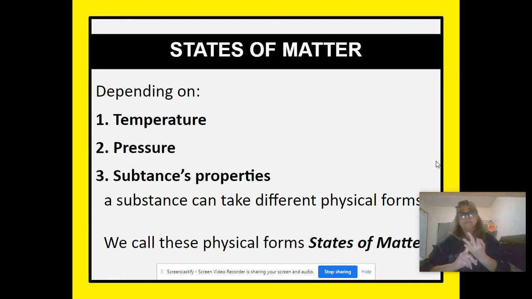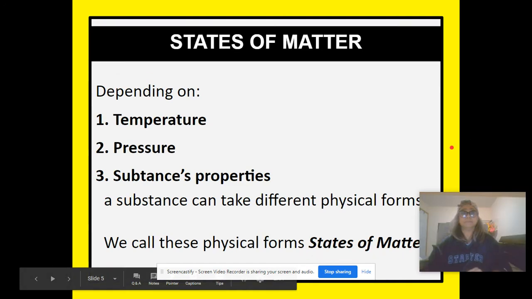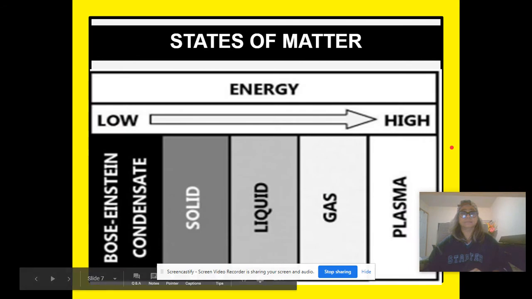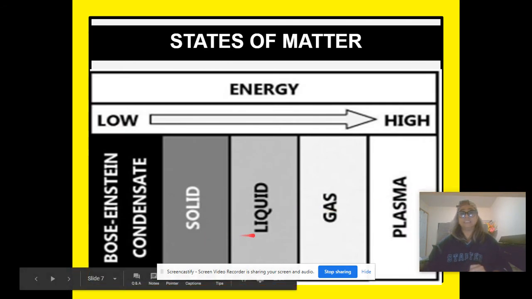Now, depending on three things, that would be temperature, pressure, and the substance properties, a substance can take different physical forms. We call these physical forms states of matter. Okay. Now, you're most familiar with the solids, the liquids, and the gases. But there's also the plasma, the fourth state of matter, and the fifth one, the BECs, or the Bose-Einstein condensates.